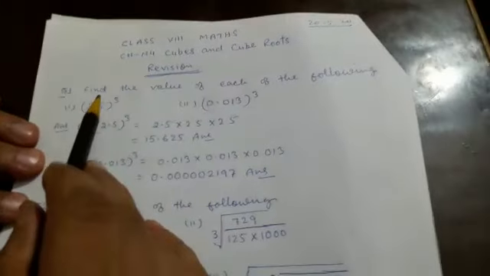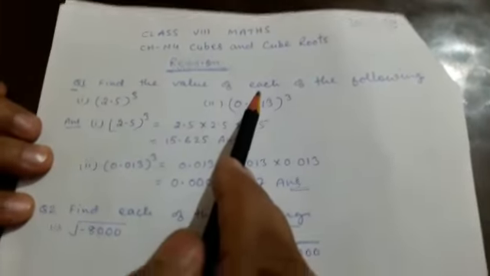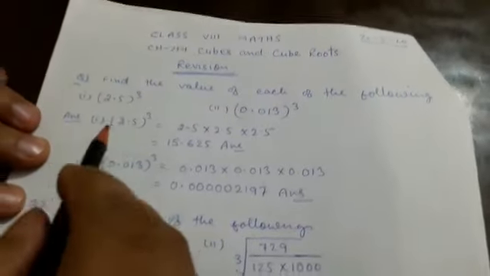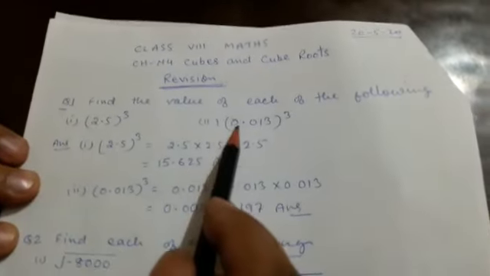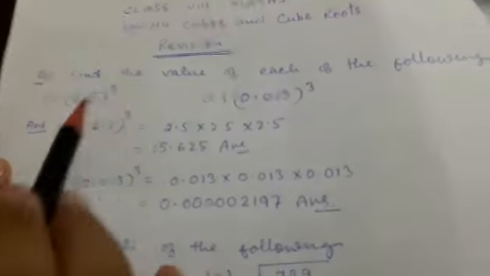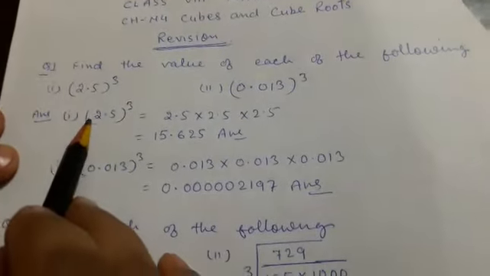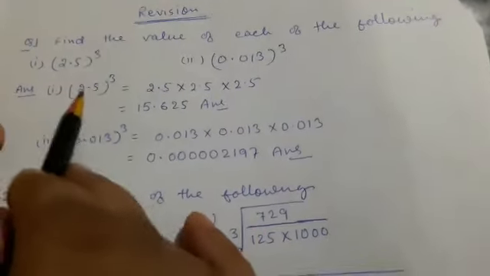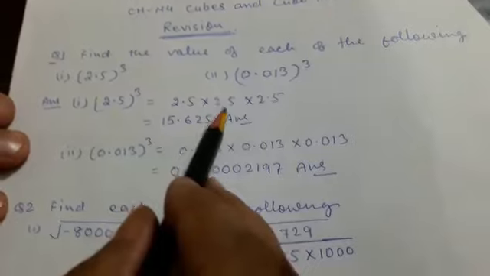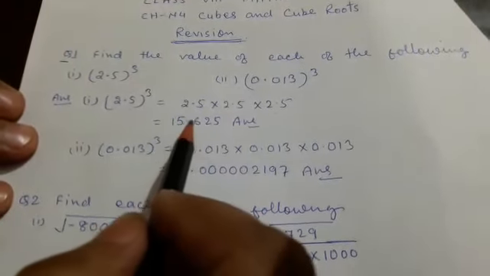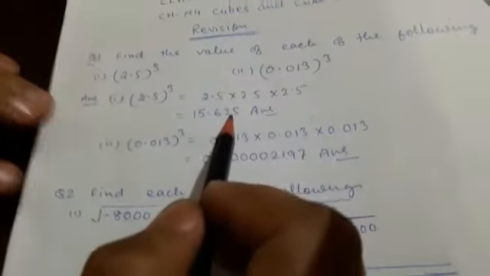So let us see once again. We have to find the value of each of the following. 2.5 cube, and the second part is 0.013 cube. Let us find the cube of these numbers. First part, 2.5 whole cube, means we have to multiply this number 3 times, 2.5 into 2.5 into 2.5. When you multiply, you will get 15625, means 15,625.